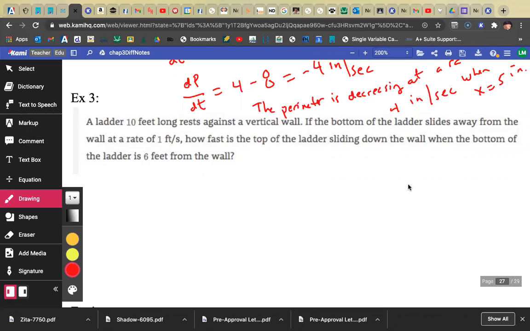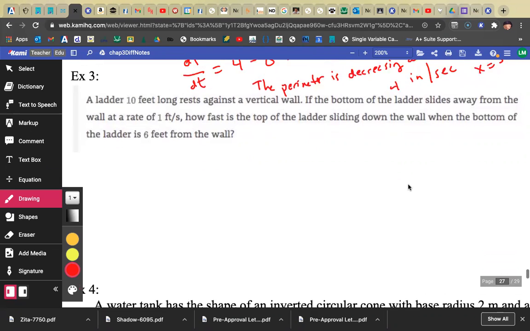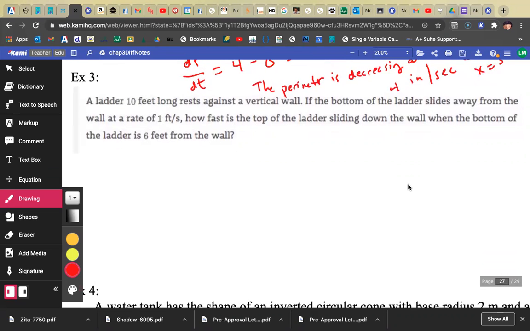Okay, a ladder 10 feet long rests against a vertical wall. If the bottom of the ladder slides away from the wall at a rate of 1 feet per second, how fast is the top of the ladder sliding down the wall when the bottom of the ladder is 6 feet from the wall? I know it sounds very confusing, okay? And it is a little bit confusing. So I do want to first, again, kind of visualize what is happening.